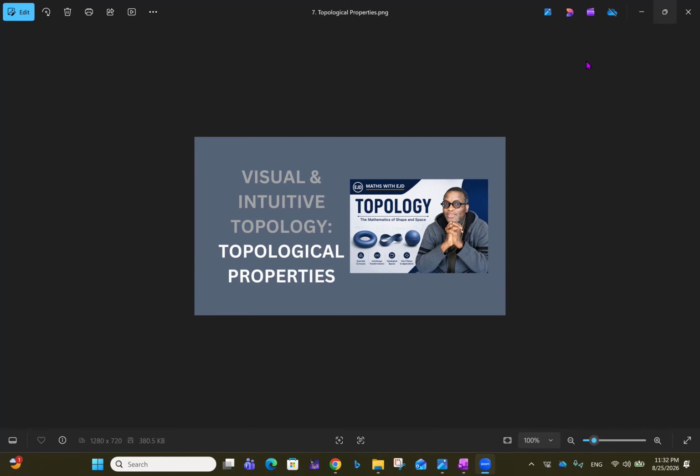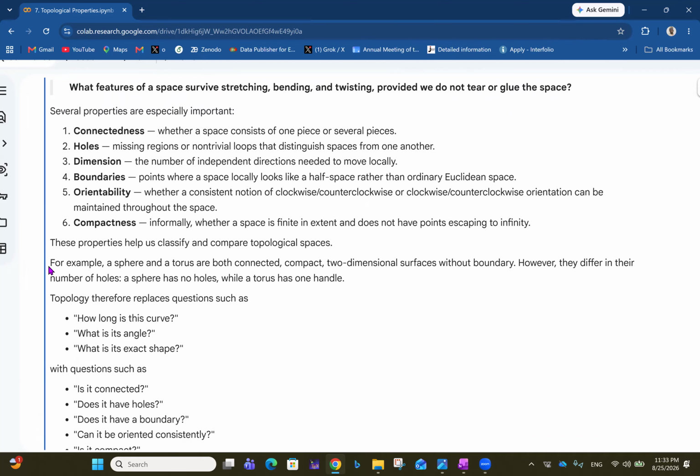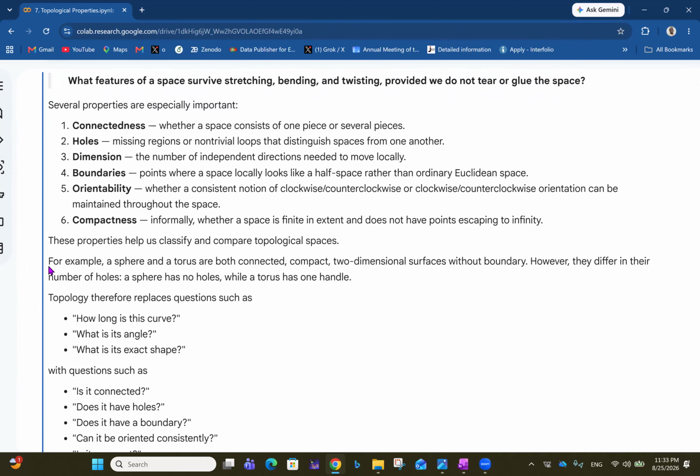So a useful way to understand topology is to ask, what features of a space survive stretching, bending, twisting, provided we do not tear or glue the space. So tearing and gluing are not allowed topological actions, like I keep saying. So several properties are especially important. We have ideas like connectedness, that talks about whether a space consists of one piece or several pieces.